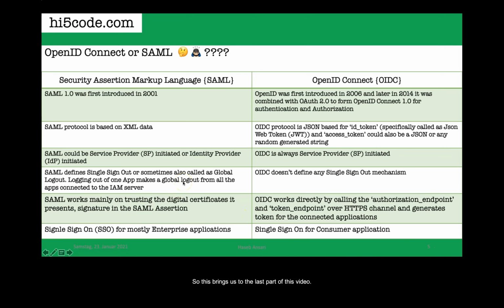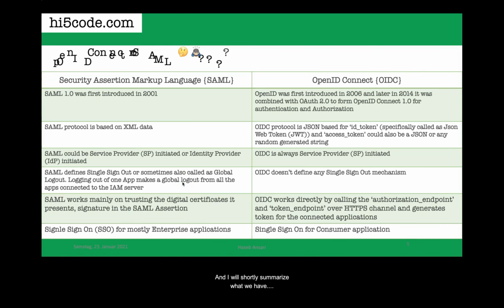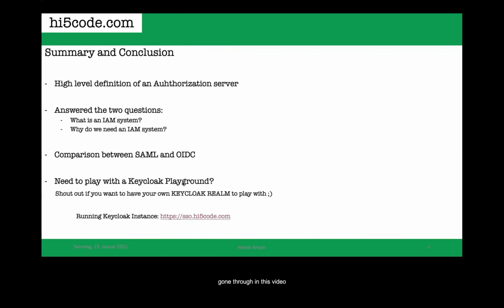So this brings us to the last part of this video, and I will shortly summarize what we have gone through. We have seen the high-level definition of an authorization server. Then we had these two questions posed: what is an IAM system and why do we need an IAM system, and I hope I gave enough justification to answer these two questions. Then we saw lastly the comparison between SAML and OpenID Connect on a very high level.